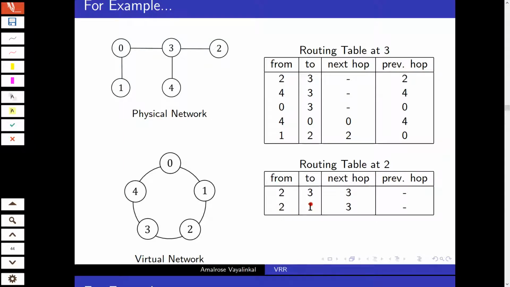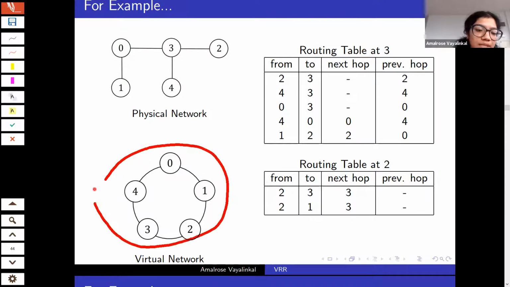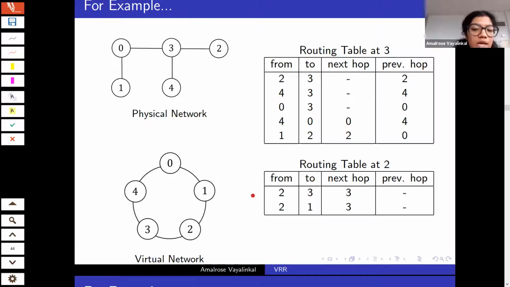Mm-hmm. So what we want to do is, for sure we want the physical neighbors of any node in the routing table, and we also want the virtual neighbors for sure. These are the minimum requirements that we have when we set up this virtual ring. So we want to have each node's physical neighbors and virtual neighbors on the routing table. And additionally, if that node is also on some path between 2 other virtual neighbors, then you would also add that so that 3 knows how to facilitate this communication between 1 and 2.